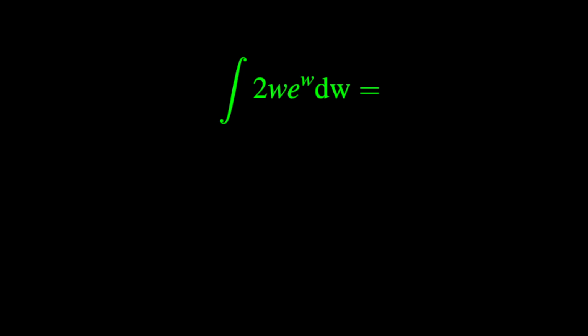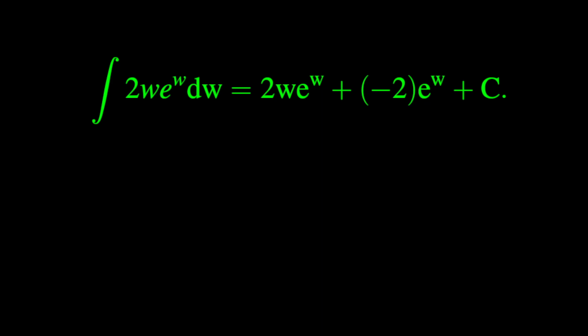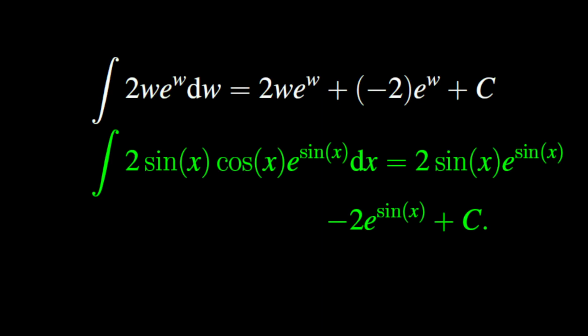As a result, the integral of 2w times exponential of w dw is equal to 2w times exponential of w, minus 2 times exponential of w, plus a constant c. Now, replacing w by sine of x, we see that the integral of 2 times sine of x times cosine of x times exponential of sine of x dx is equal to 2 times sine of x times exponential of sine of x minus 2 times exponential of sine of x plus a constant of integration c.